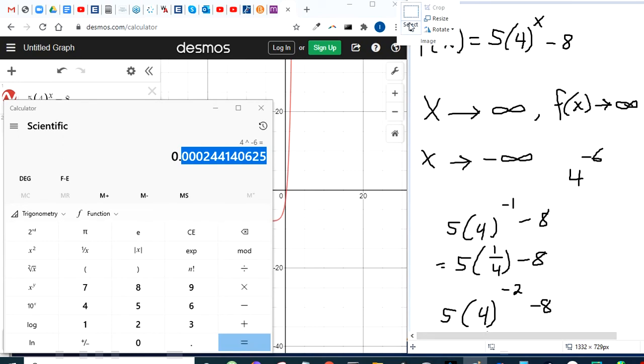So, based on the graph, and based on what we just did analytically with some numbers, as x goes to negative infinity, f of x goes towards negative 8. The y values get closer and closer to negative 8.